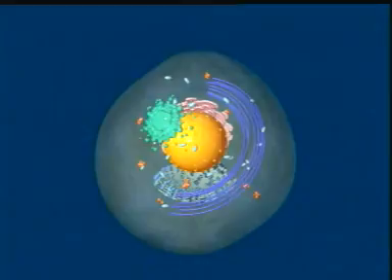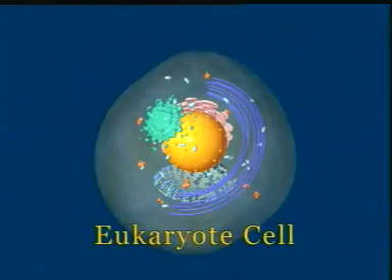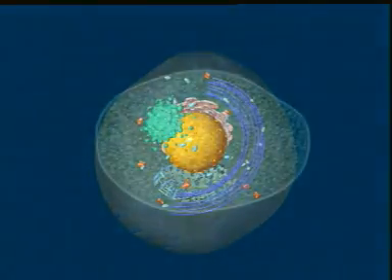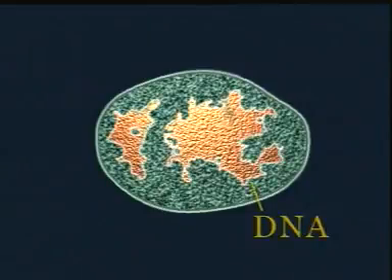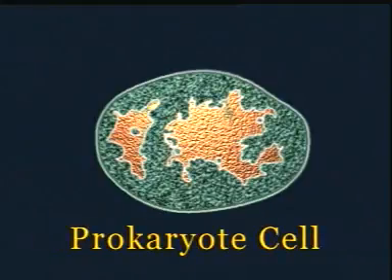The typical cells we've been looking at have a nucleus with a membrane. They're known as eukaryote cells. However, there are more primitive cells which have no nucleus, but just a loop of DNA floating in the cytosol. They're called prokaryote cells and include organisms like bacteria.